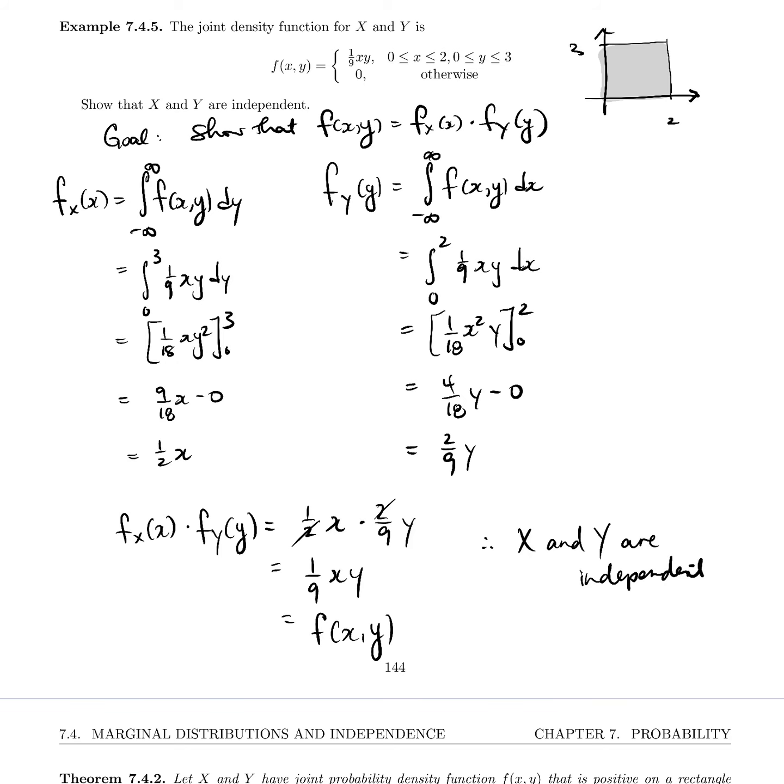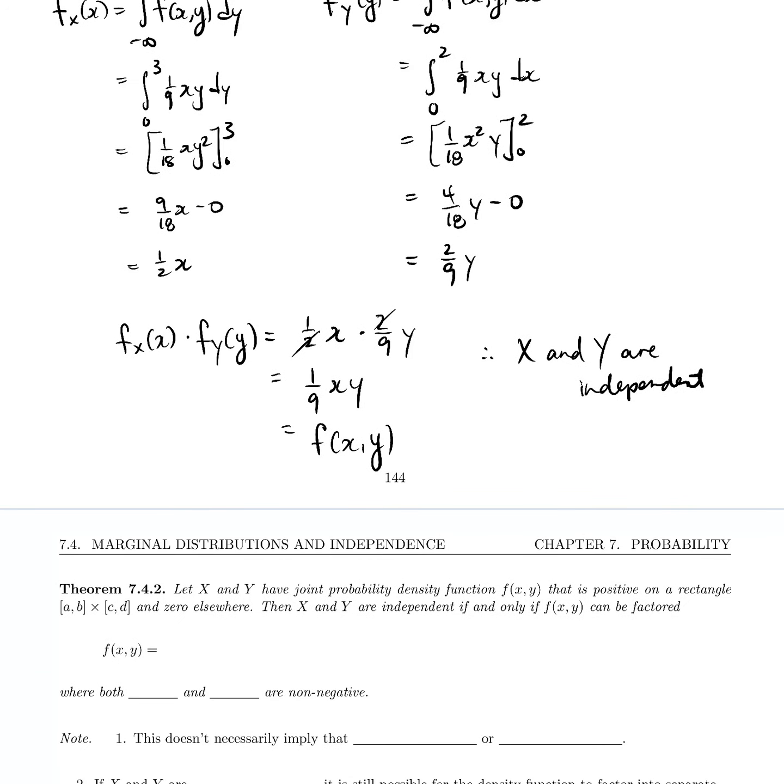Now the next little theorem here says, well, that actually isn't a coincidence, because theorem 7.4.2 says let x and y have joint probability density function f of xy that is positive on a rectangle like we had in the previous example, AB cross CD and 0 elsewhere. Then x and y are independent if and only if f of xy can be factored as two separate functions, g of x times h of y, where both g of x and h of y are non-negative.